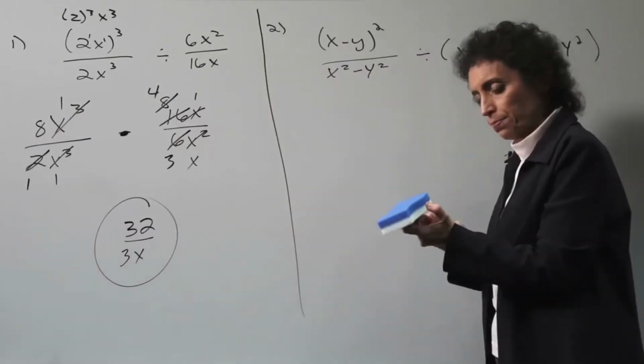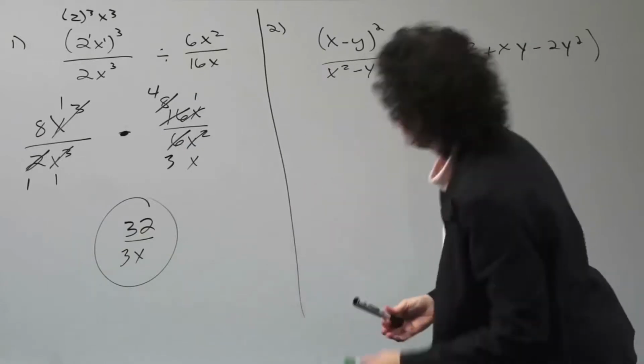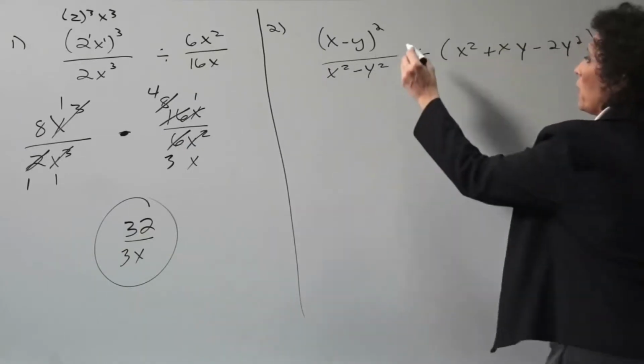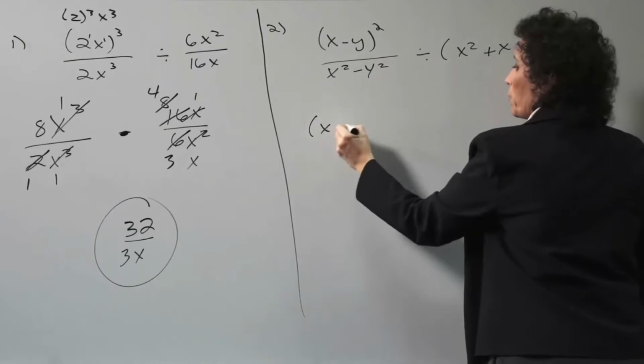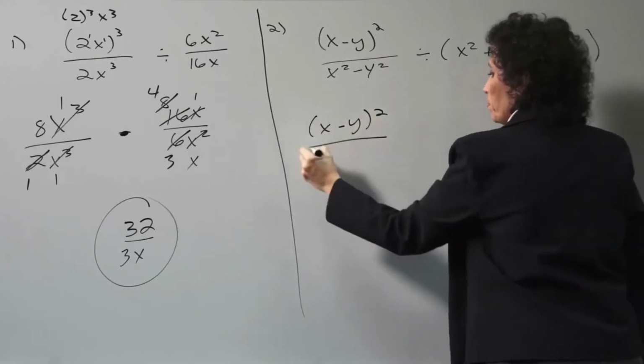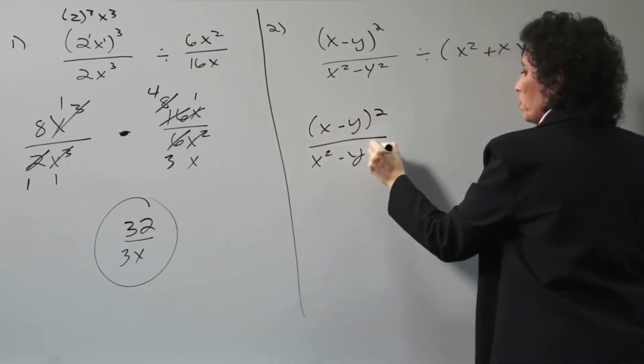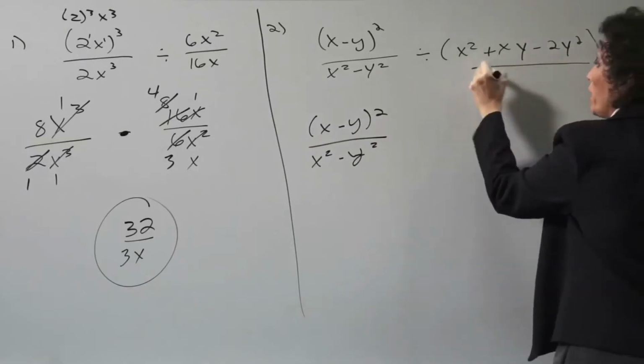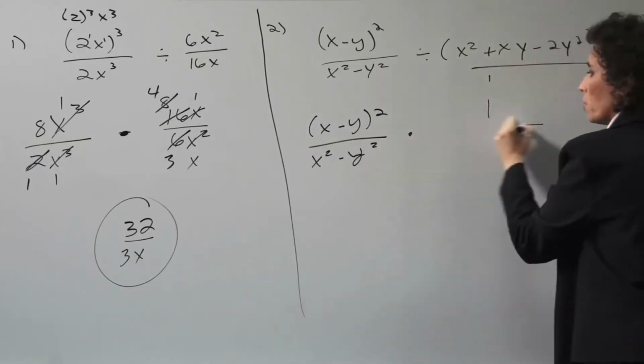This looks like a beauty. I'm holding the colored one in my hand here. Okay, we're going to change this to multiplication. This is over 1 right now, so when it flips, we get this.